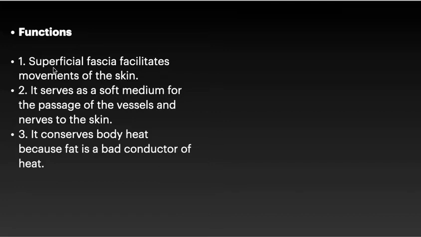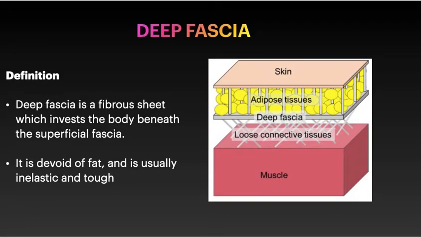Now, the superficial fascia is helping in facilitating movements of the skin, serves as a soft medium for the passage of vessels and nerves to the skin, and helpful in conserving the body heat. Now, let's see the deep fascia. It is a fibrous sheet which is investing the body beneath the superficial fascia, devoid of fat and usually inelastic and tough.